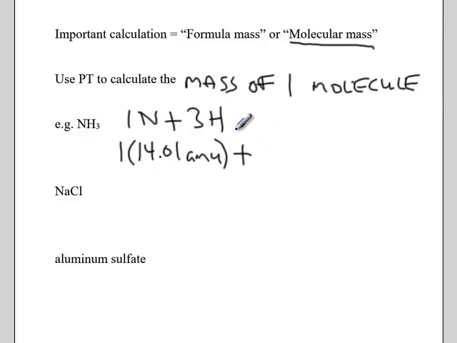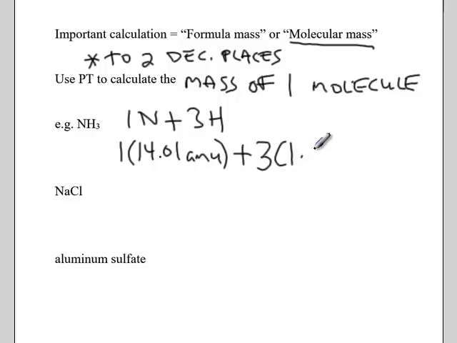The hydrogen atomic mass on the periodic table is 1.01. Notice we're using the periodic table, we're using 2 decimal places. Some atomic masses go out to many more decimal places. So what I recommend you do is always round these to 2 decimal places. So we have 3 hydrogen atoms. Each one has an average of 1.01 atomic mass units.